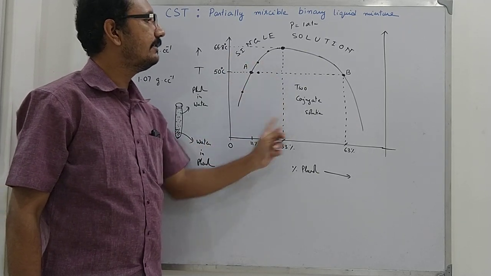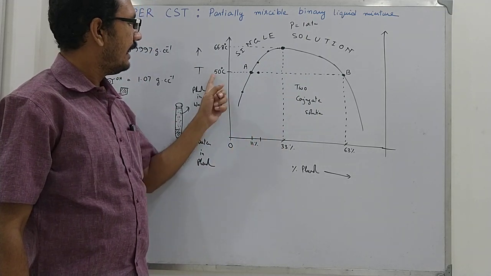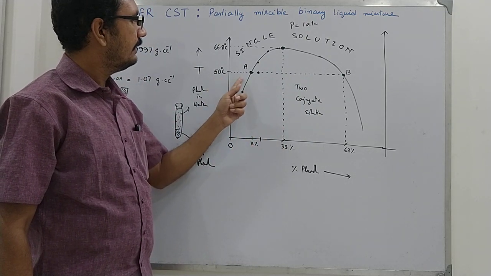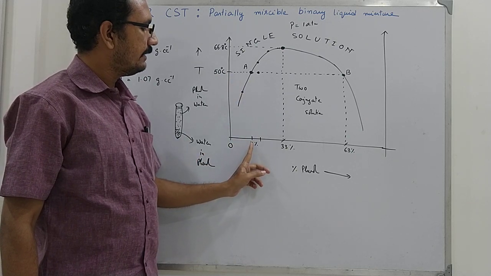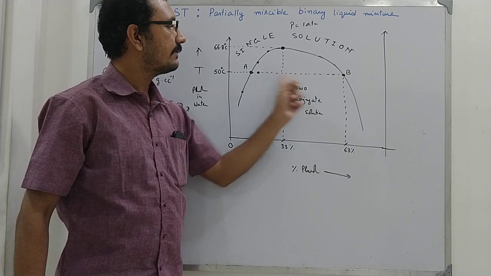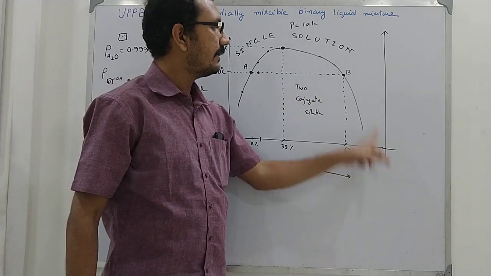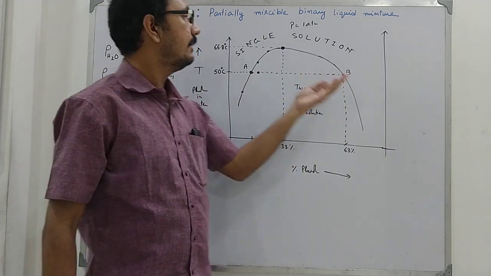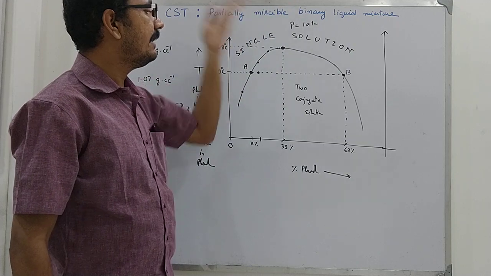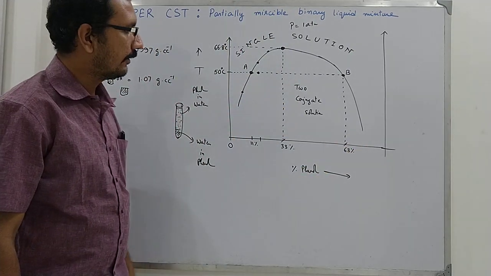That you have to see in this diagram. So if it is below 11% at 50 degrees centigrade, then it will give you single solution. But if it is between 11% and 63%, it will give you two conjugate solution. And if it is above 63% at 50 degrees centigrade, it will give you again the single solution. But above this temperature, you will never get two separate layers, whatever may be the percentage of phenol.